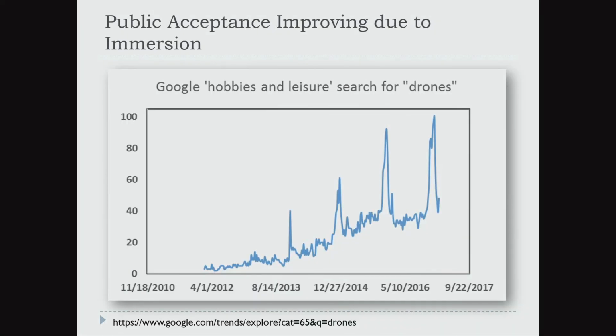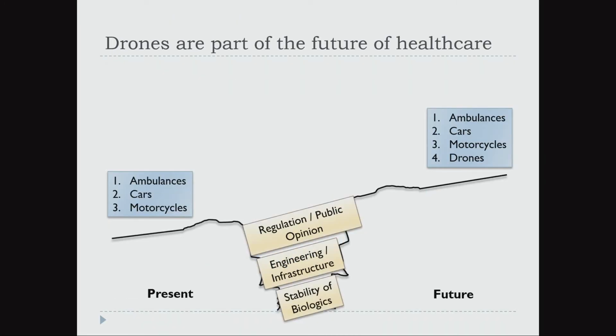The good news is public opinion is improving, public acceptance and opinion is improving all the time, and countries are trying to approach this challenge in a logical way. If you search Google hobbies and leisure for drones, this is what you get. Can anyone guess what the spikes are? Yes, it's Christmas.